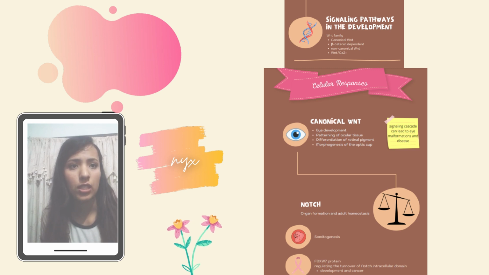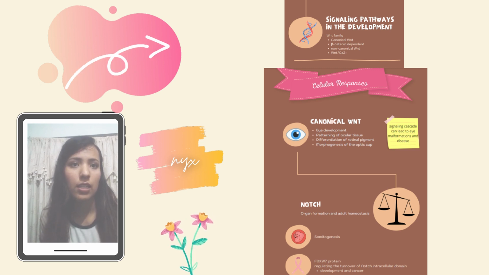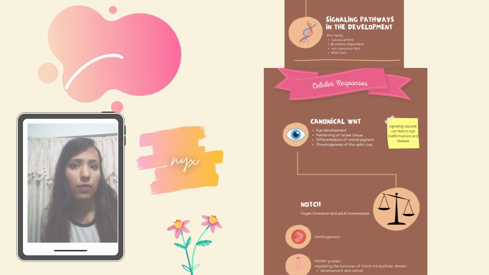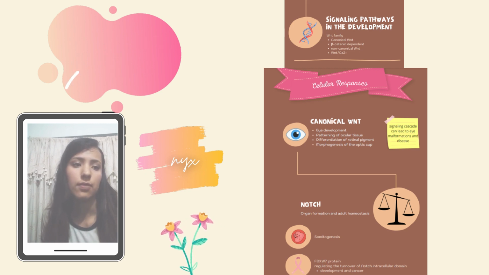The role of canonical WNT signaling in eye development is in the development and patterning of the ocular tissue, differentiation of retinal pigment epithelium, and morphogenesis of the optic cup. And importantly, misregulation of the signaling cascade can lead to eye malformation and disease.